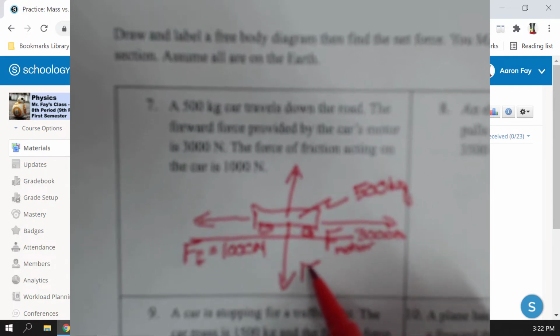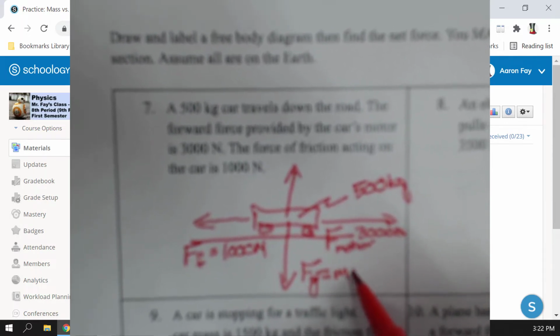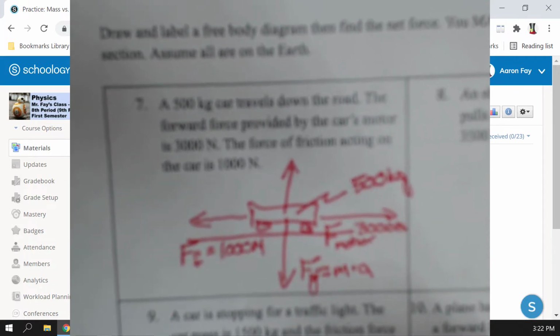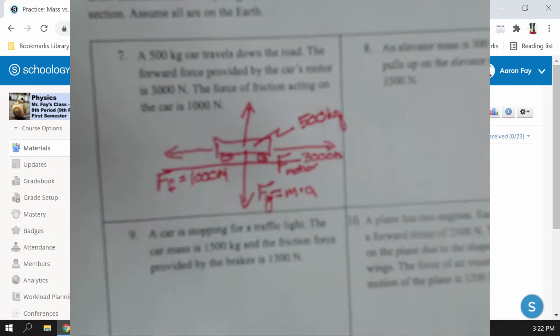I need to figure out what the force due to gravity is, but I know Newton's second law, mass times acceleration, and I have mass here. Can you complete this for questions 8, 9, and 10?